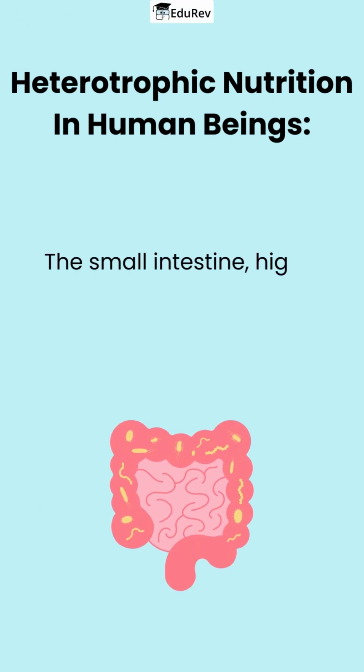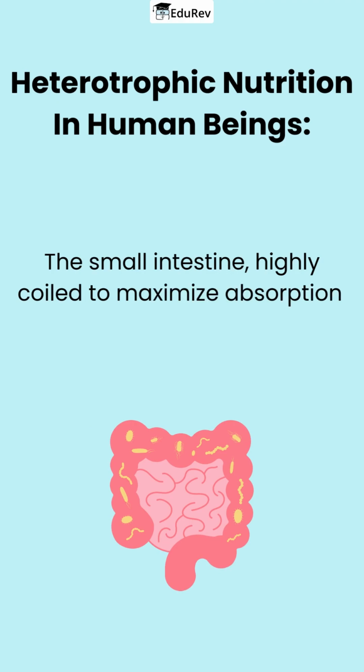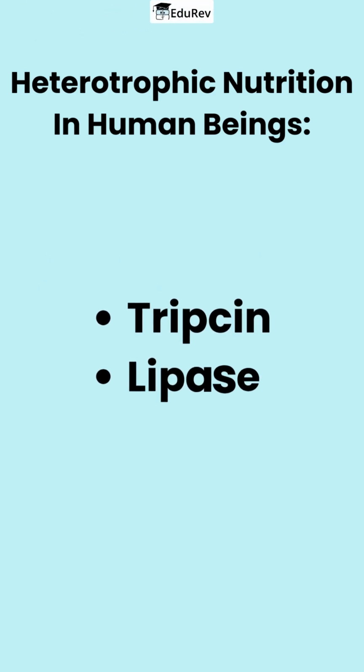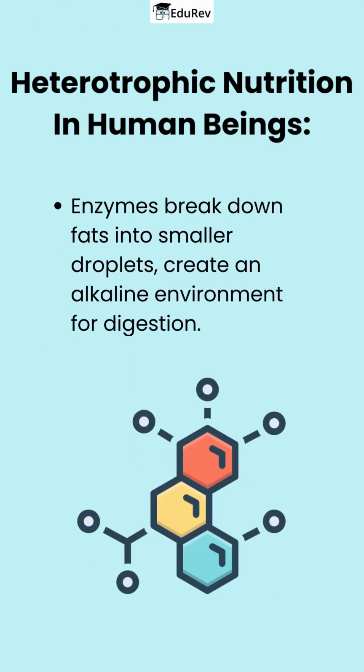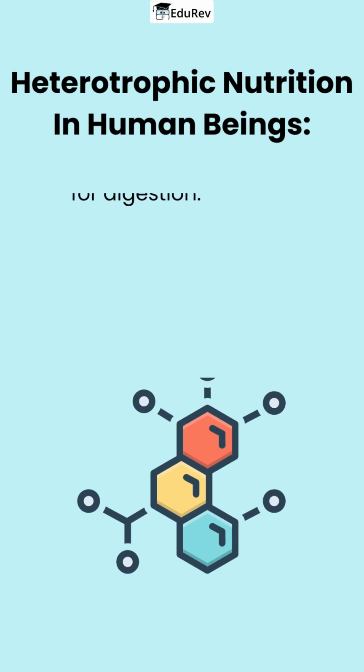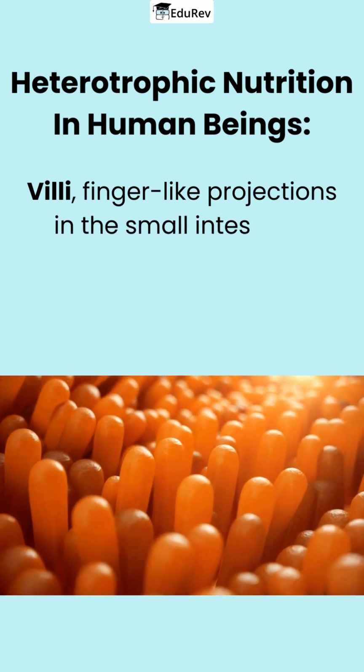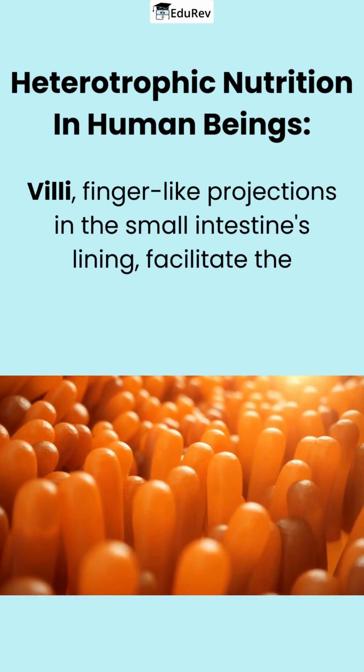The small intestine, highly coiled to maximize absorption, receives pancreatic juice, intestinal juices, and bile juice. These fluids contain various enzymes like trypsin, lipase, etc. Enzymes break down fats into smaller droplets, create an alkaline environment for digestion, and convert carbohydrates into sugars, proteins into amino acids, and fats into fatty acids and glycerol. Villi, which are finger-like projections in the lining of the small intestine, facilitate the absorption of nutrients into the bloodstream.